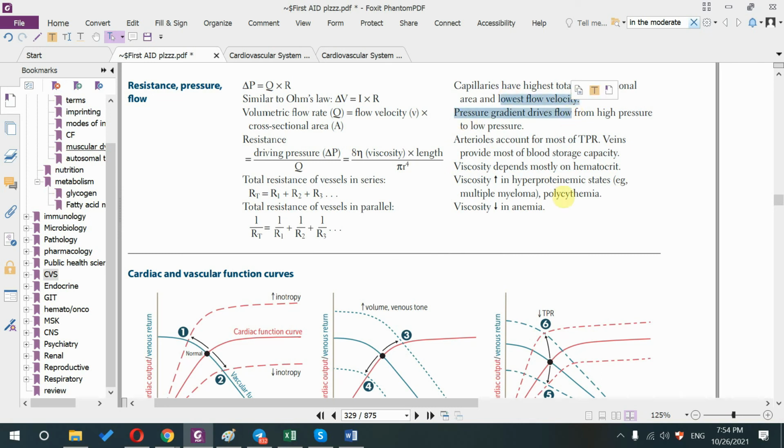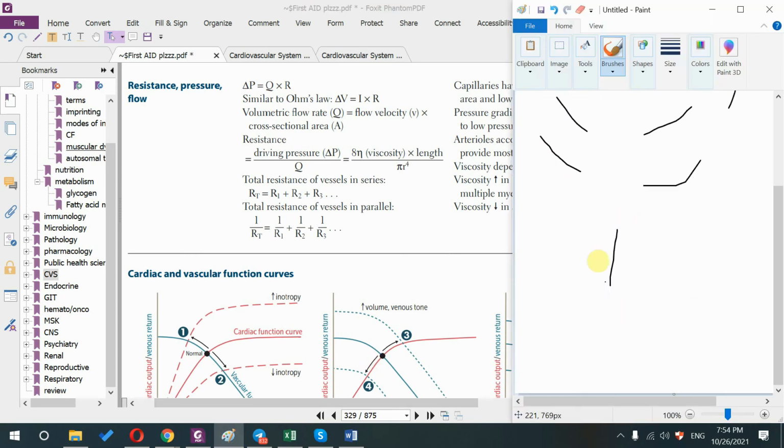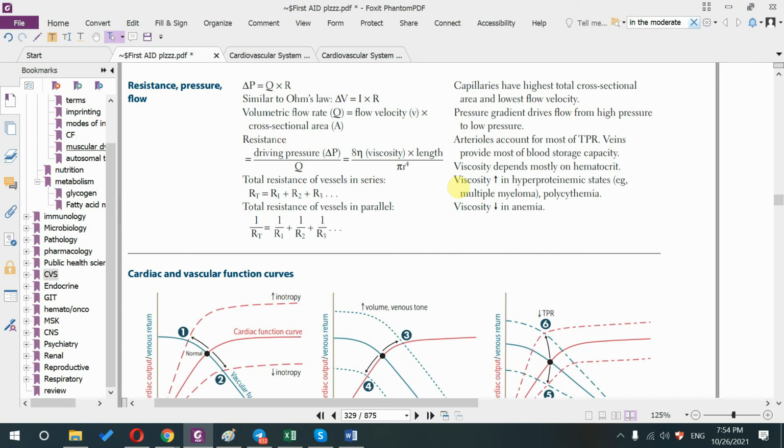But the velocity, well, since it's much wider overall, if the velocity in one vessel is, let's say, 2 meters per second, if you divide it into two vessels, it will become 1 meter each. Then if you divide it again, it will become half a meter each. Then a quarter of a meter each, until you reach the capillary and it becomes so slow.